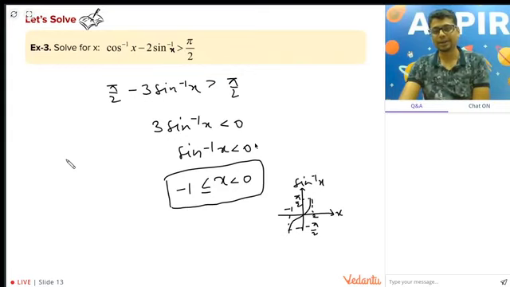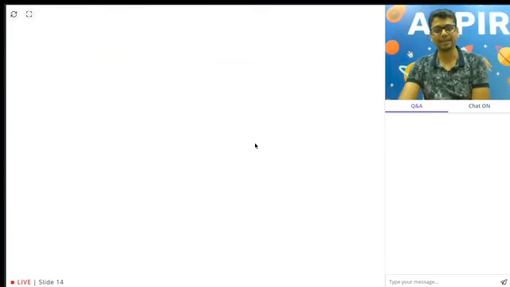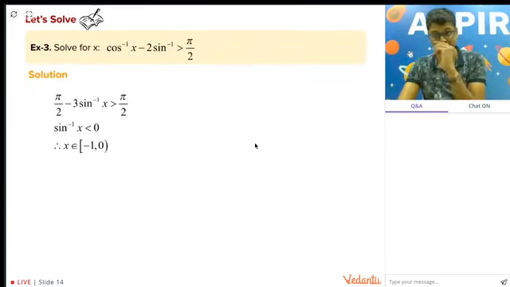Hey, everyone, please pay attention. Let's move ahead. So that's it. Minus 1 closed to 0 open is our answer, and it should be the answer, right?